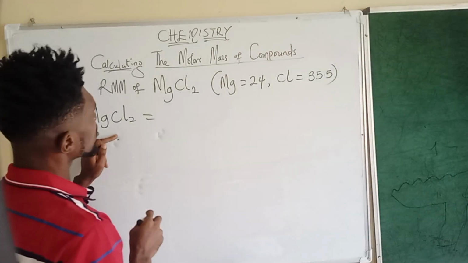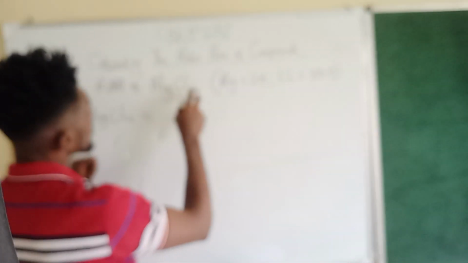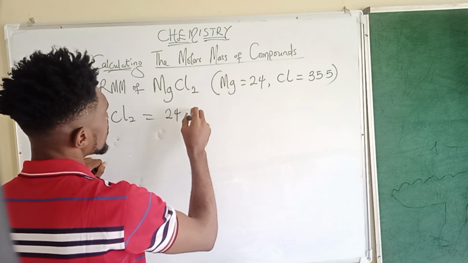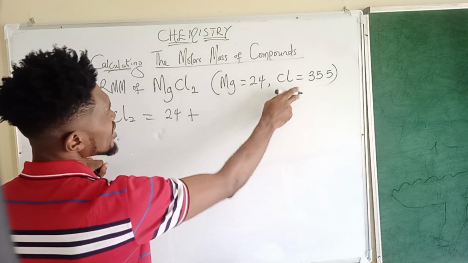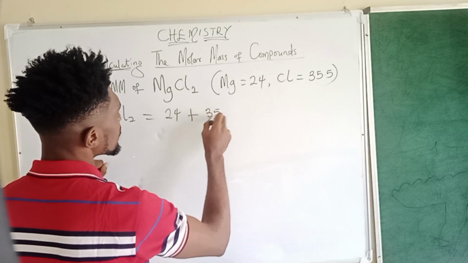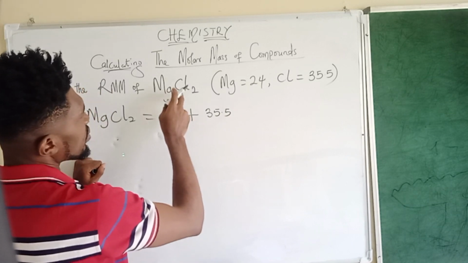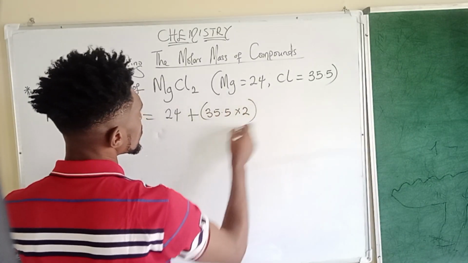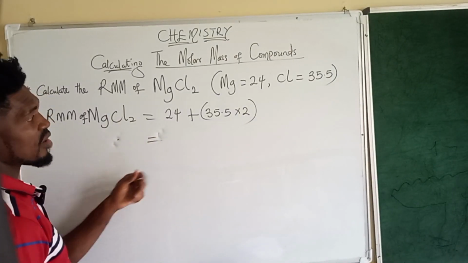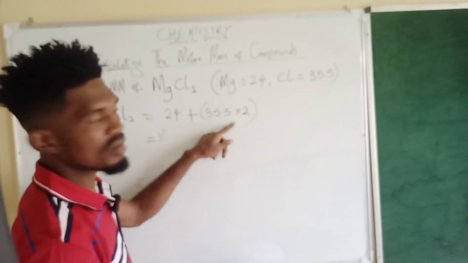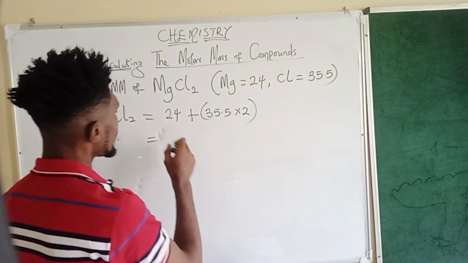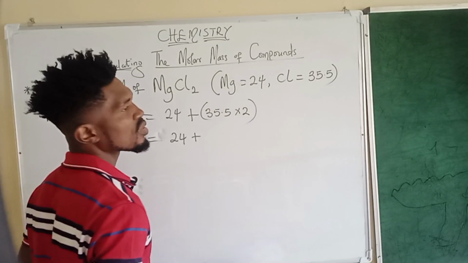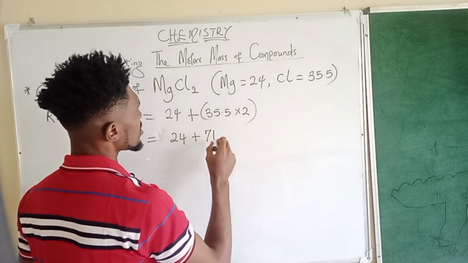The relative molecular mass of magnesium chloride is equal to, now magnesium, the mass number is 24 plus the mass number of chlorine is 35.5. But remember, we have two atoms of chlorine, so we have times 2, right? So using the order of operation, multiplication will come first, or let's say bracket will come first. So we have 24 plus 35.5 times 2. Well, of course, will give us 71.